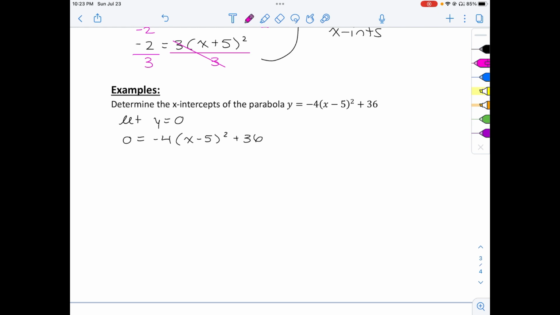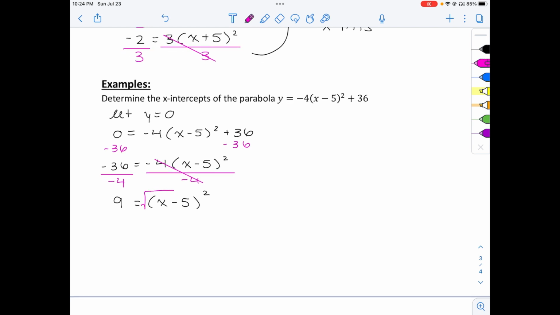Then my first step, this is just all like reverse order BEDMAS. So first step is to subtract 36 from both sides. I'll have negative 36 equals negative 4(x minus 5) squared. Then I need to get rid of this negative 4, so I'm going to divide this side by negative 4. That will cancel this out. Divide this side by negative 4 as well. So now I have negative 36 divided by negative 4 is positive 9 is equal to (x minus 5) squared.